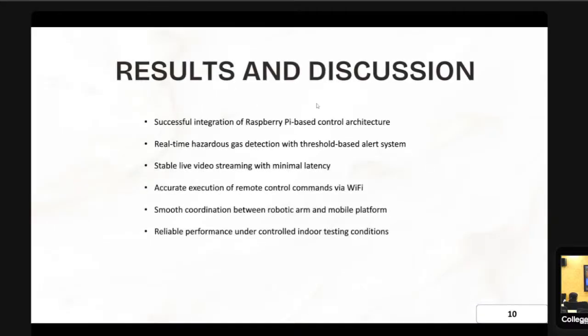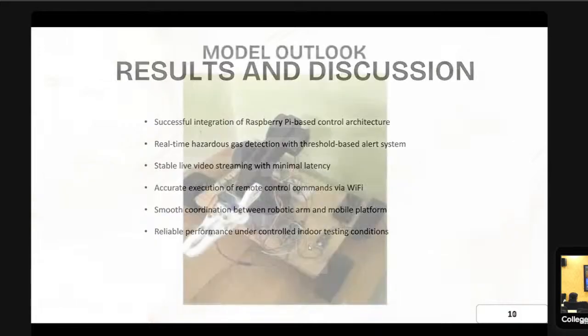Moving to the results: the real-time hazardous gas detection with a threshold-based alert system, the live video streaming with minimal latency, the accurate execution of remote control commands via Wi-Fi, the smooth coordination between the robotic arm and robotic vehicle, and the reliable performance under controlled indoor testing conditions.